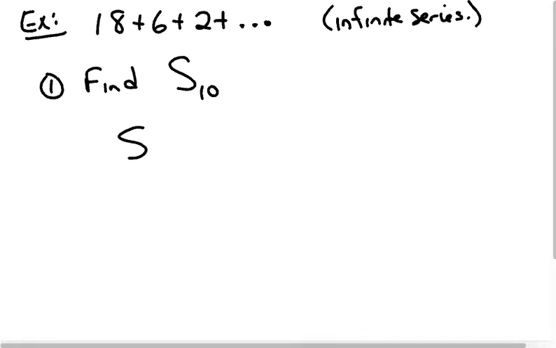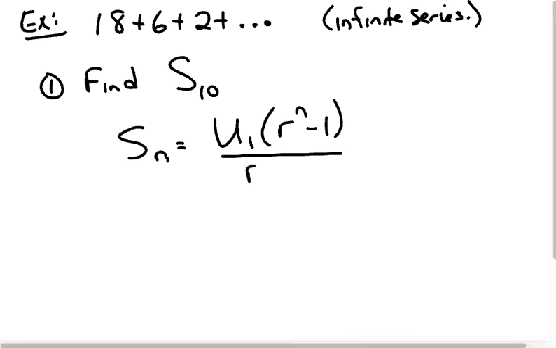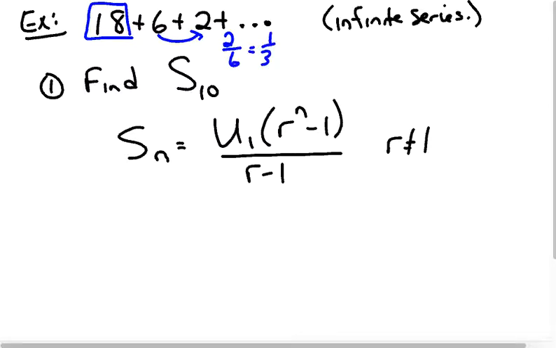So S sub n, we know the formula is the first element times r to the n minus 1 over r minus 1, where r cannot equal 1. We plug in what we know. Well, we know the first element is 18. We know that this goes on forever, but it has a common ratio of 2 divided by 6, which is 1/3.